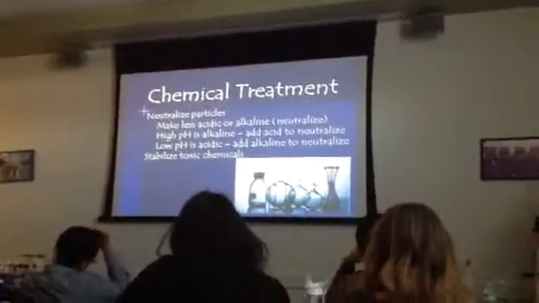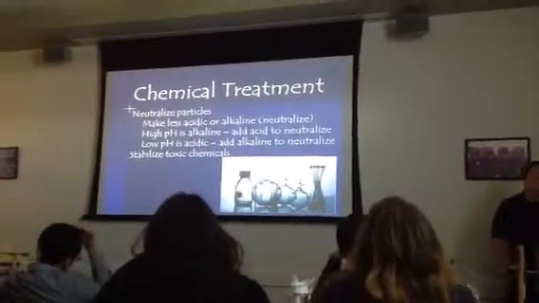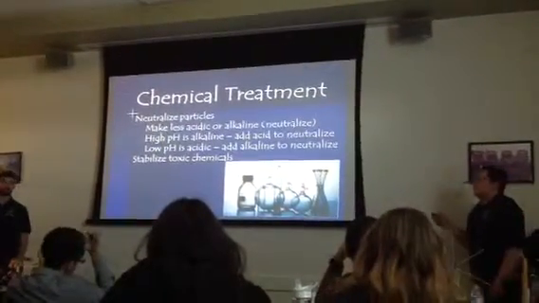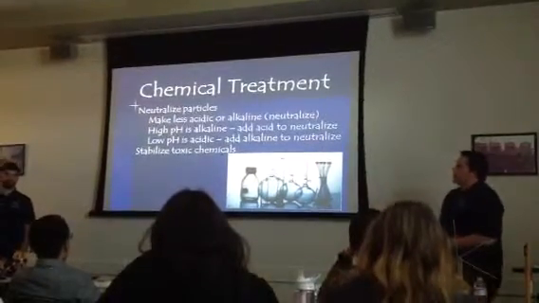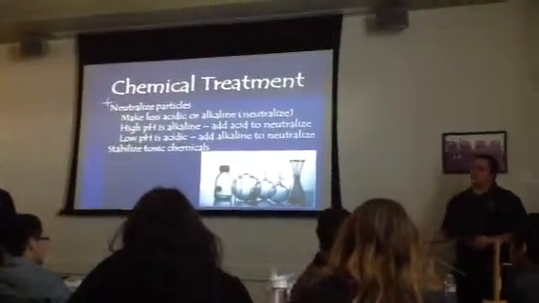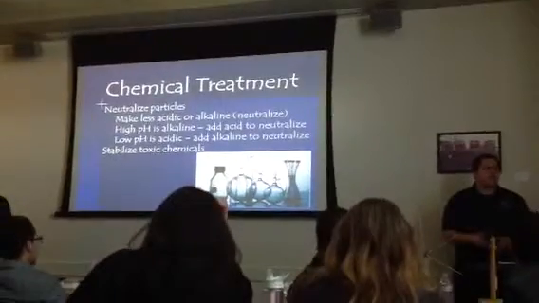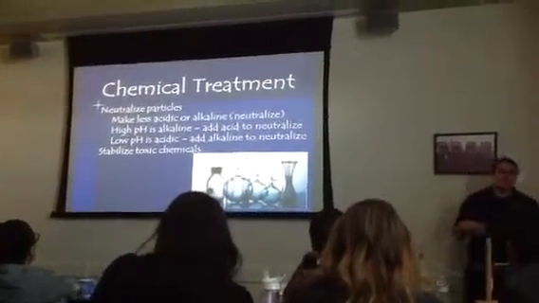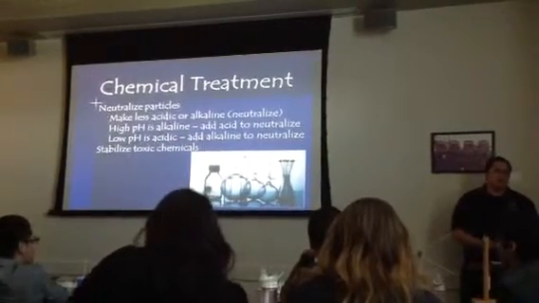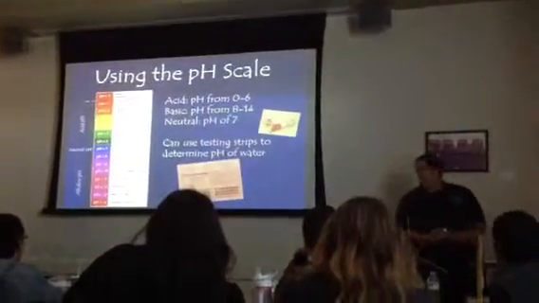Alright, and then next we have the chemical treatment, and the chemicals used in the chemical treatment would be synthesized by chemical engineers. And basically, this is going to help fix our pH, which we're going to talk about right after this, and it's going to make it less acidic or less basic, depending on what we desire. We just have to add the right chemicals.